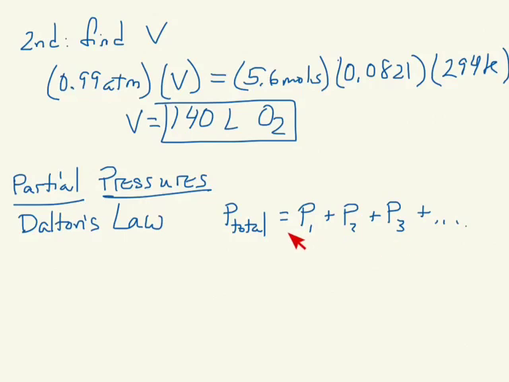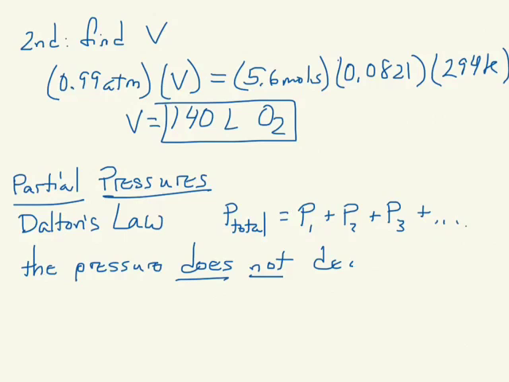Okay, so if I have a pressure of one gas mixed with the pressure of another gas, add those two together, that gives me my total pressure. If I have 3 gases, 4 gases, 5, so on and so forth. Here's a key little point here. It doesn't matter what the gas is. The pressure does not depend on the identity of the gas.